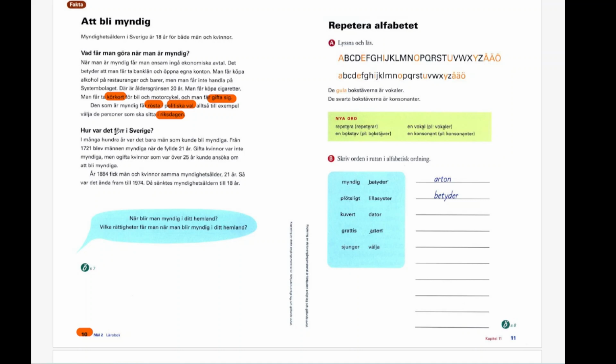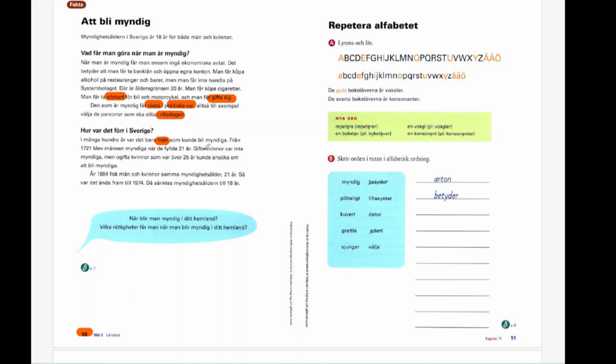And how was it before in Sweden? So it says many hundred years ago, it was only men. It was only guys who had this authority. And from 1721, they set the age of 21 for the men to become authoritative.